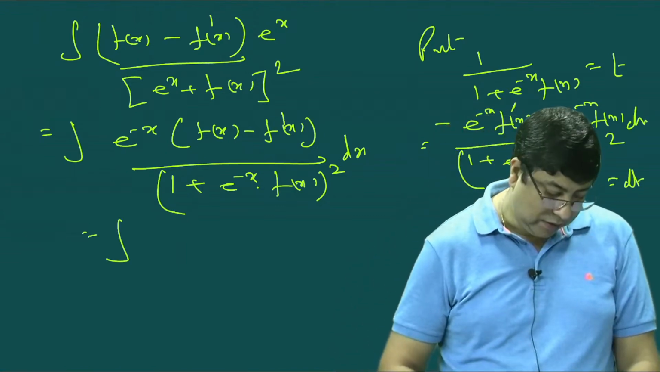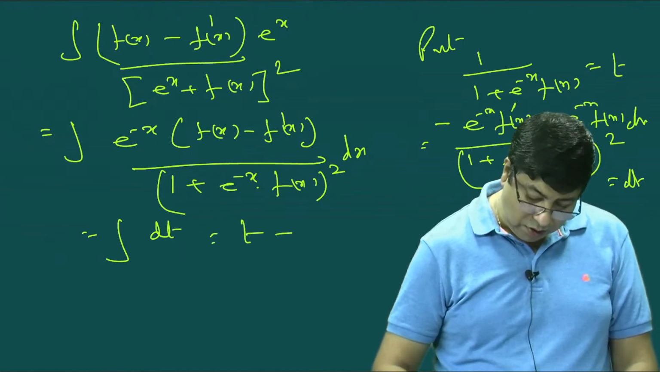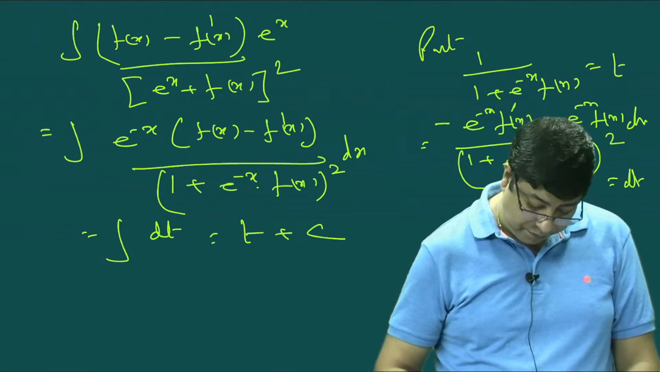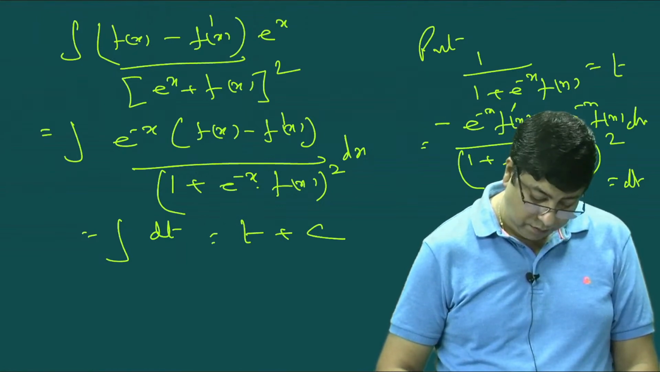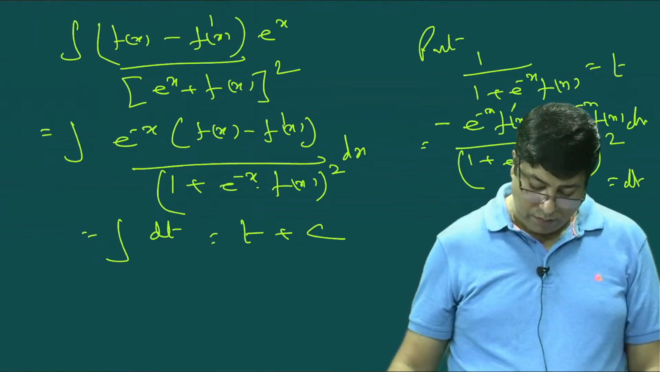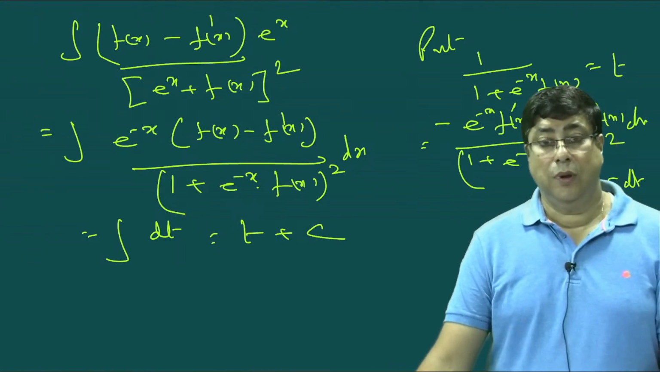Therefore, the final answer is integration of dt, so t plus c, the sum is over. In this way, you have to solve the sum.